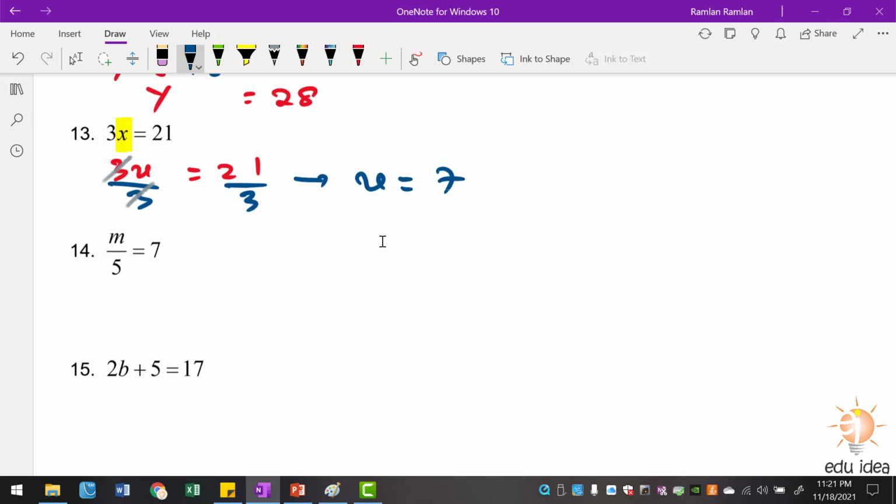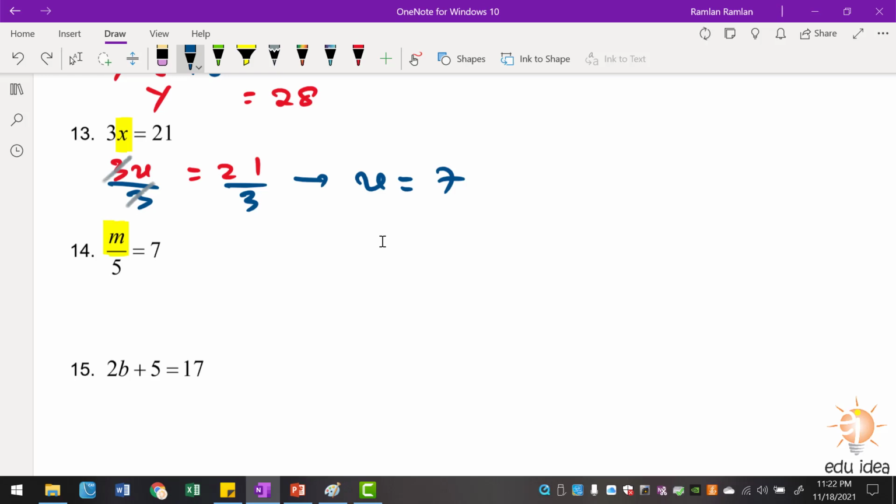Okay, number 14, we have m over 5 equals 7, and then we have this as a division, right? So again, the m is on the left side of the equal sign, but we still have a number, which is this 5. So that 5 is actually dividing the m, and then we need to get rid of that 5, which means that we are going to do the opposite operation of division, which is multiplication.